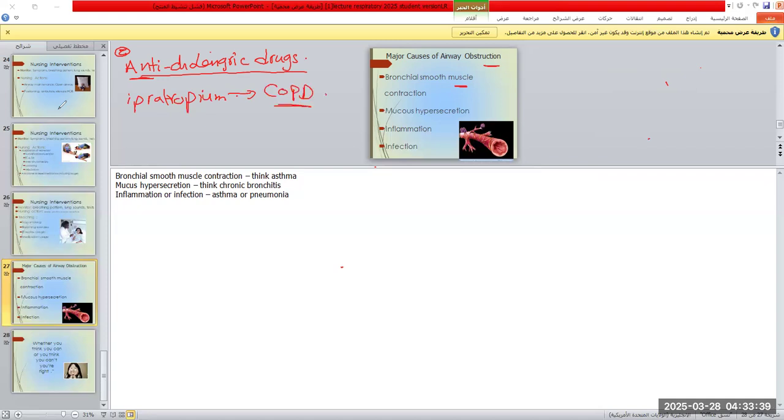COPD, chronic obstructive pulmonary disease. This is ipratropium bromide. It's an anticholinergic drug. Now, what are the side effects of these drugs? Ipratropium bromide. What is the side effect of this drug?